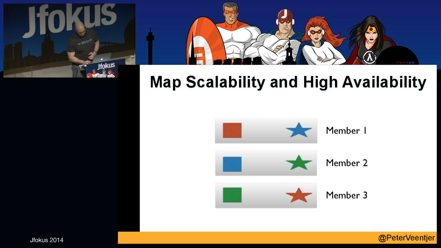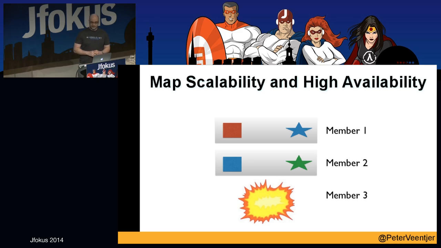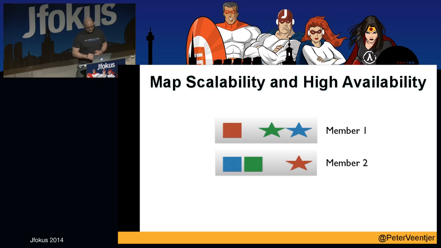So imagine that the third member is going to crash. Because the backup of the data of the third member is still available on member 2, we can restore the data, and now we get back the original data. And also the backup is being restored on member 1. So the system is back again in a stable state, and if I want, I could even crash member 2, and the data is still there.